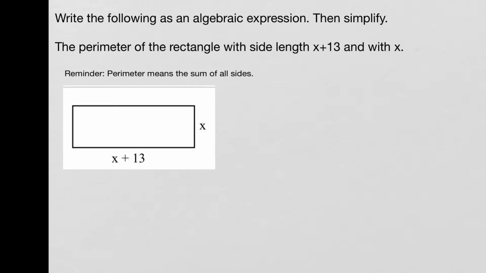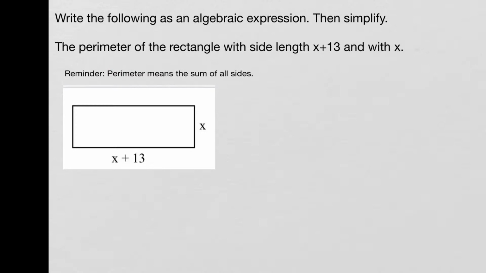This question asks us to write the following as an algebraic expression and then simplify our answer. We are told that the perimeter of the rectangle has side length x plus 13 and side length x. We are asked to write that as an algebraic expression, with the reminder that perimeter means we're looking for the sum, which means add up all of the sides. So with that in mind, let's go through and find the perimeter.